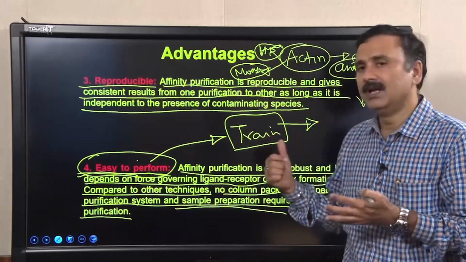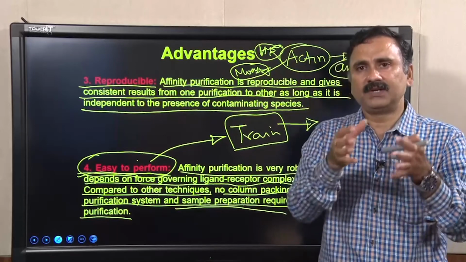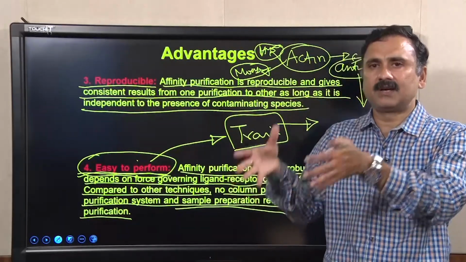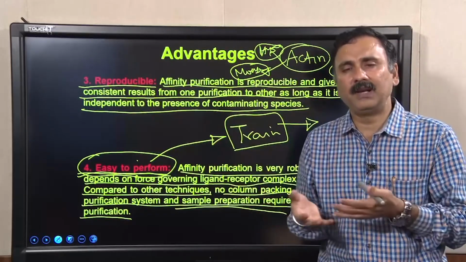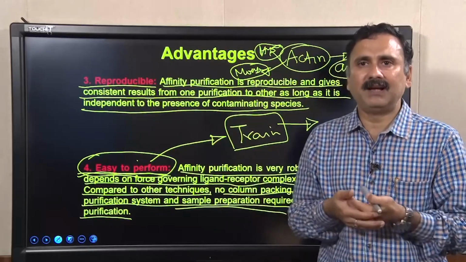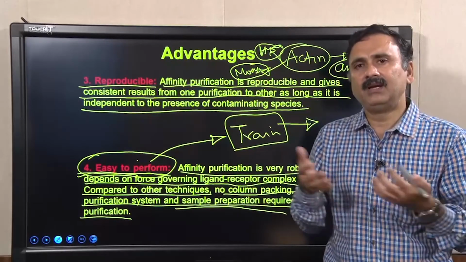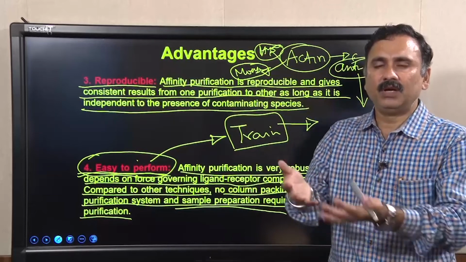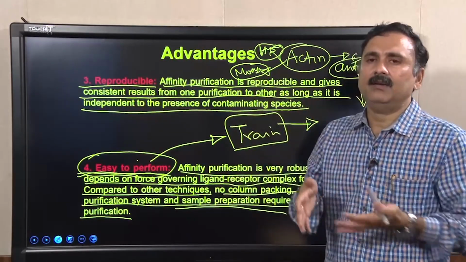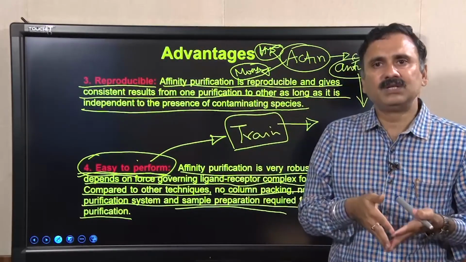Whereas, in this case you do not need that. You just need a matrix coupled to the beads, and then you just pass your sample through, it is going to bind your ligand, and then ultimately you just flow through the competitive ligands, and that is going to remove the proteins or your analyte from the column.